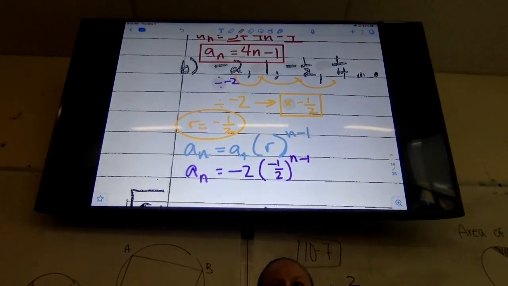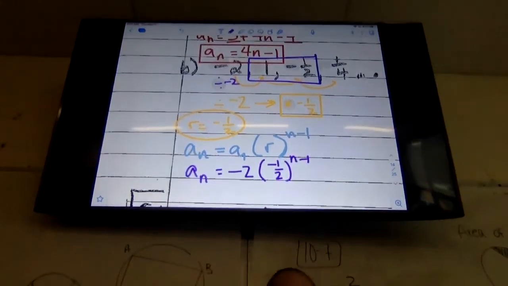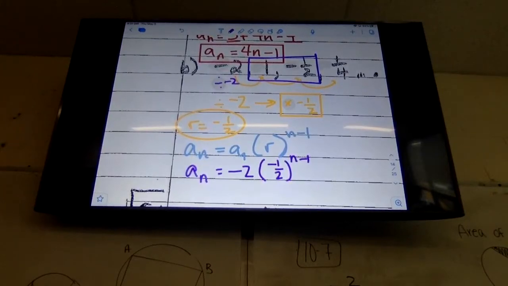Justin? If you see a 1 in a sequence, can you just use the next number? Yeah, absolutely. That's a nice little hint. Because whatever you did to 1, 1 times anything is itself. So 1 times -1/2 is my r. So yeah, absolutely. It's a nice little shortcut.